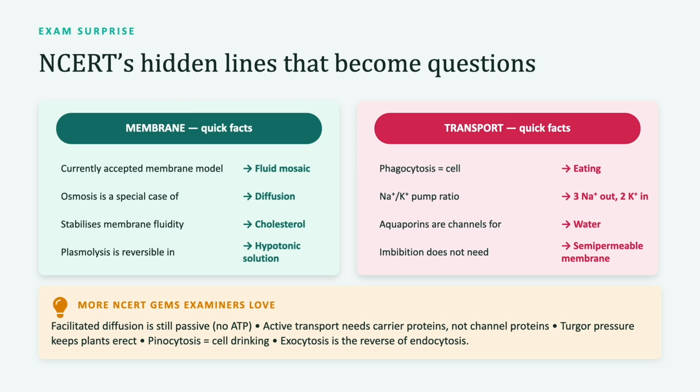More hidden gems. Facilitated diffusion is still passive despite needing proteins. Active transport uses carrier proteins, not channel proteins. Turgor pressure keeps plants erect, and exocytosis is essentially the reverse of endocytosis.